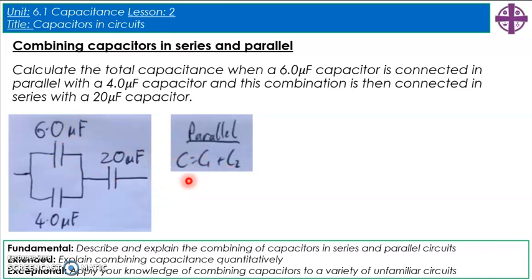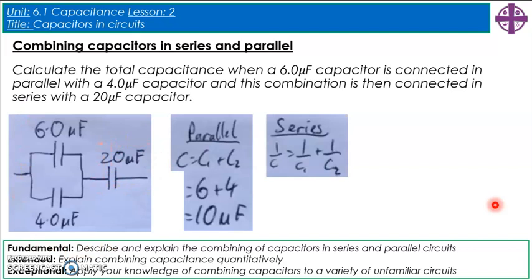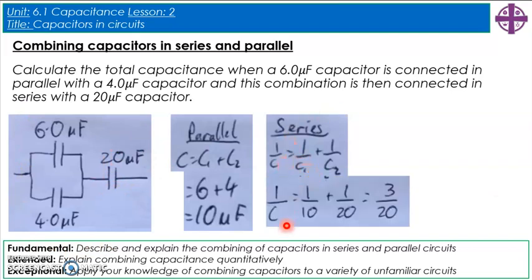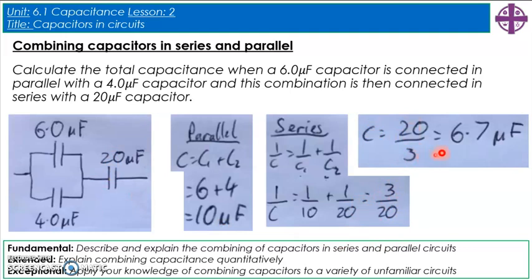We know the equation for capacitance in parallel is this, and therefore 6 plus 4 gives me a total capacitance of the parallel section as 10 microfarads. Then thinking about having a series circuit, I would have a 10 microfarad capacitor here and a 20 microfarad capacitor here. Using the equation for capacitance in series, I would have 1 over C, 1 over the total capacitance, equal to 1 over 10, which is this bit here, plus 1 over 20, which is this bit here, would give me 3 over 20. Then I need to invert that to get C equals 20 over 3, or 6.7 microfarads.